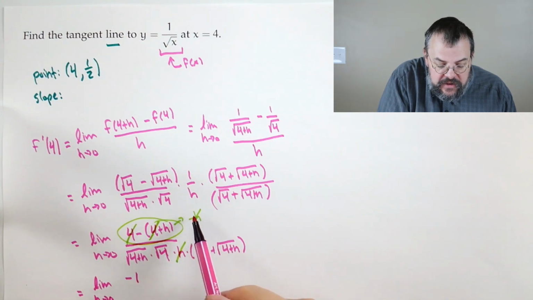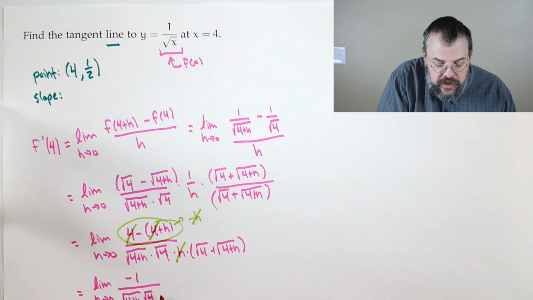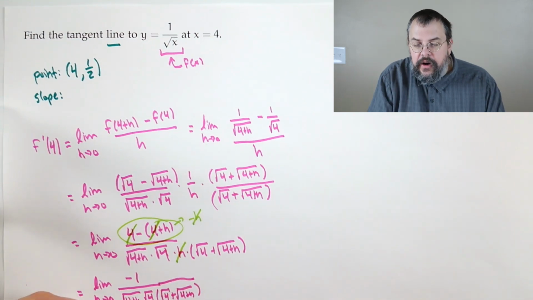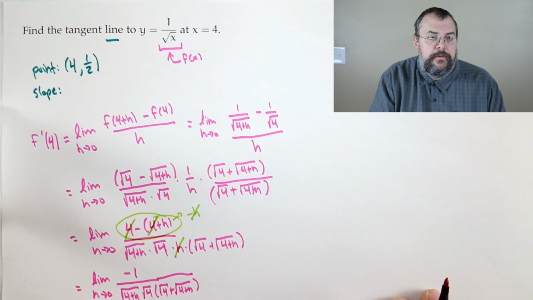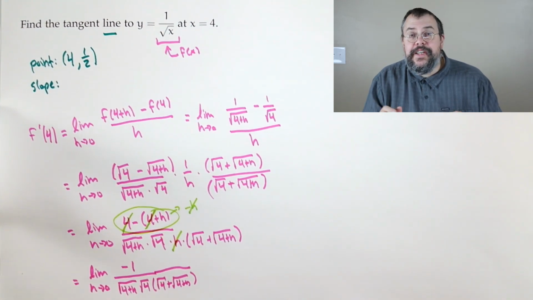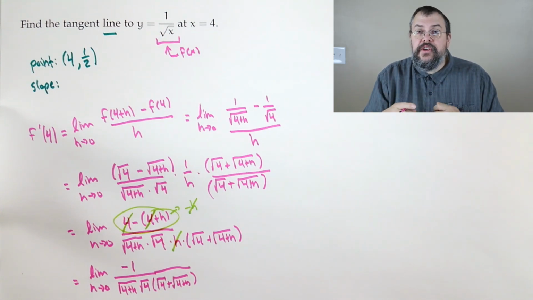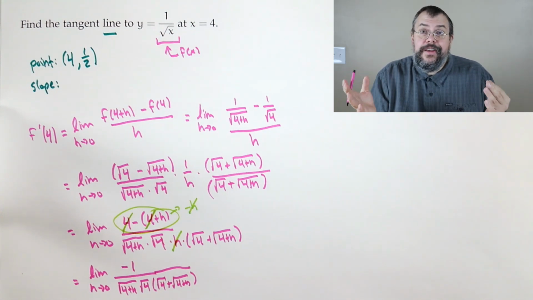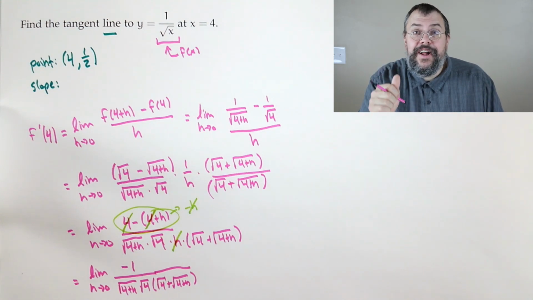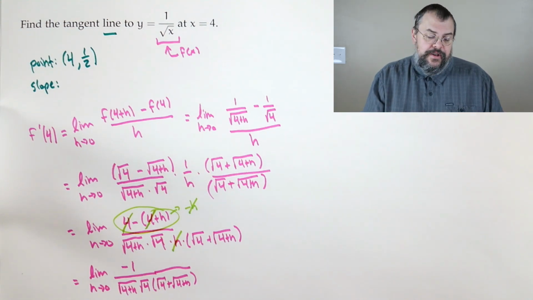Don't forget that minus sign. Downstairs, square root of 4 plus h, square root of 4, then square root of 4 plus square root of 4 plus h. And now, the next thing, I'm almost off the screen. Sorry about that. The next thing is plug in h equals 0. Because once you've done some cancellation, now is a good time to say, let's see if we get a number. And if we do, that's the number.